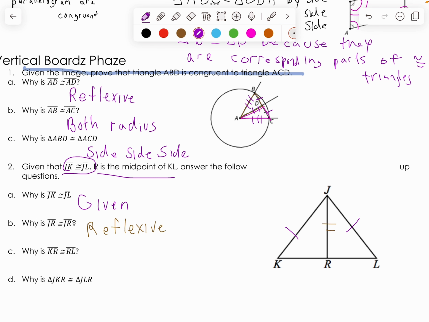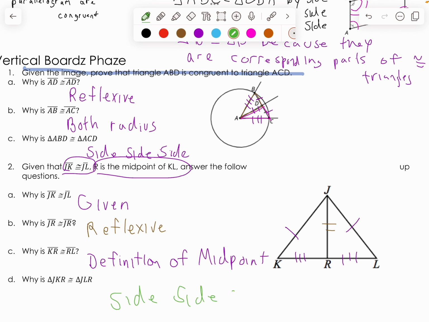And then more written information. R is the midpoint of KL. The midpoint makes two congruent segments, so why are those two parts congruent? Definition of midpoint. Okay, so the triangles are the same by side, side, side. Using side, side, side a lot today because that's the title of the notes.